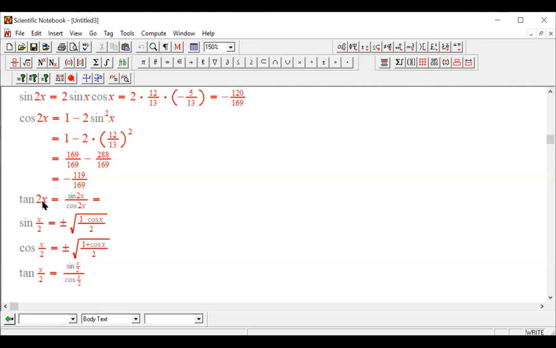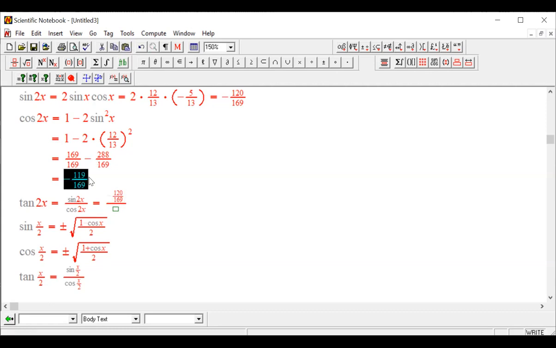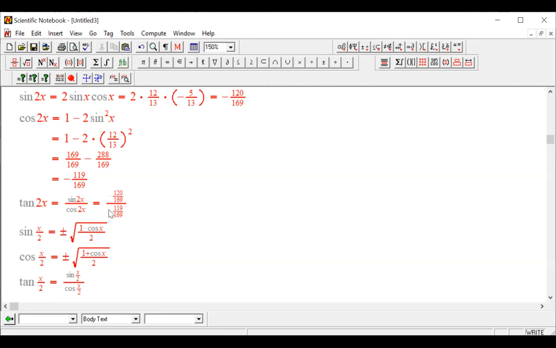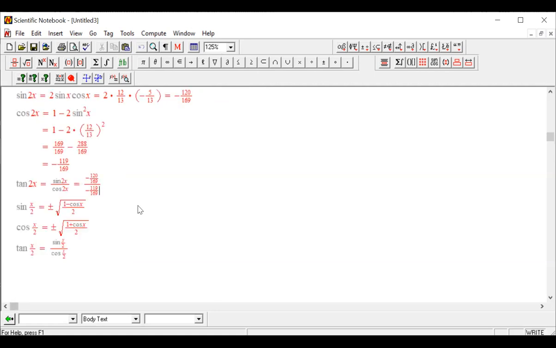The tangent double angle, you can see none of these has any special values, right? So sine of 2x, plug in, cosine of 2x is plugged in. So here we have two negative numbers. Watch out, okay? We have two negative numbers. Let's see if the negative sign shows. This software is really weird.